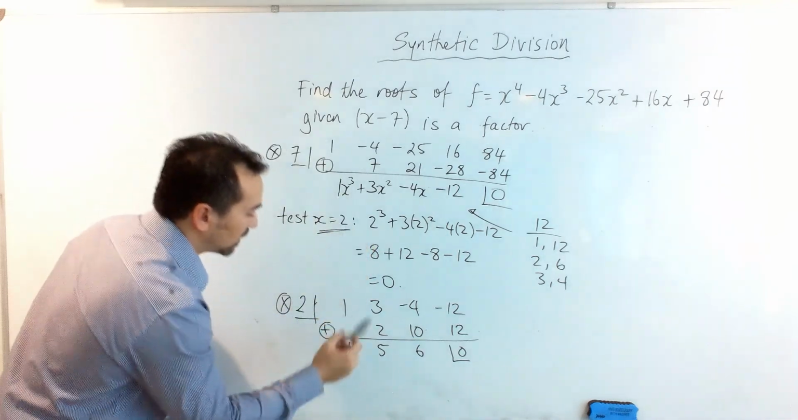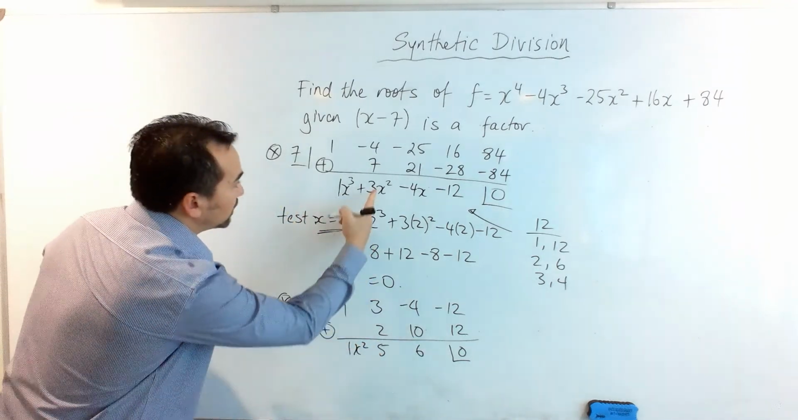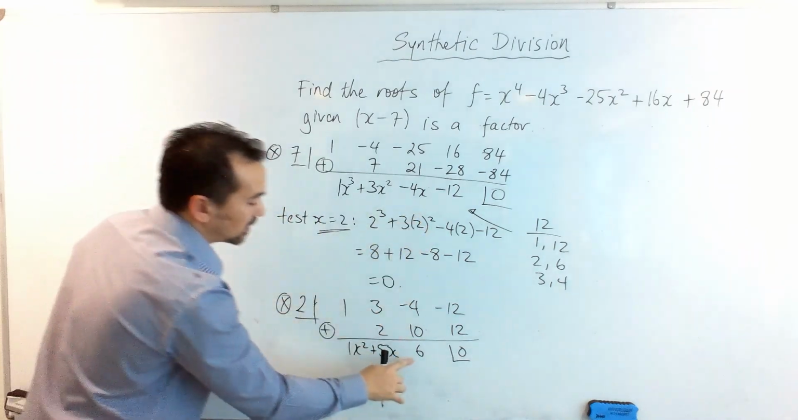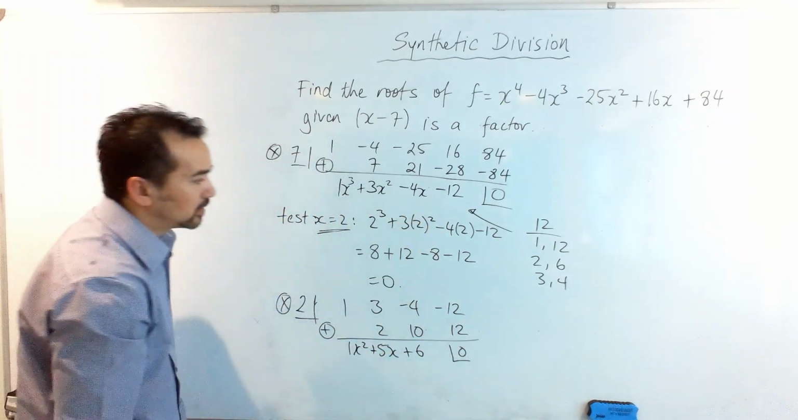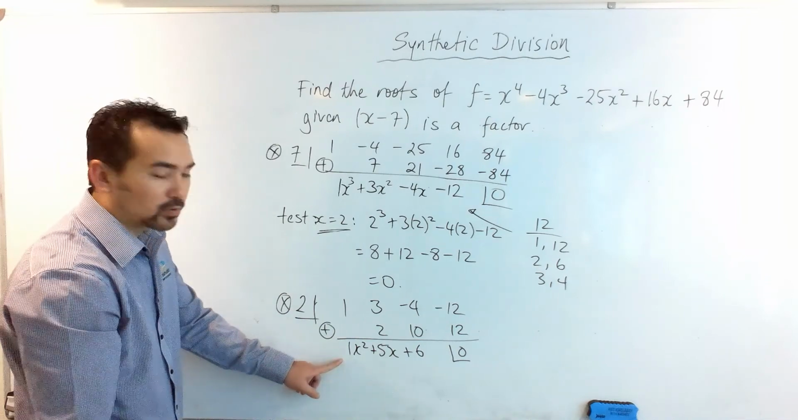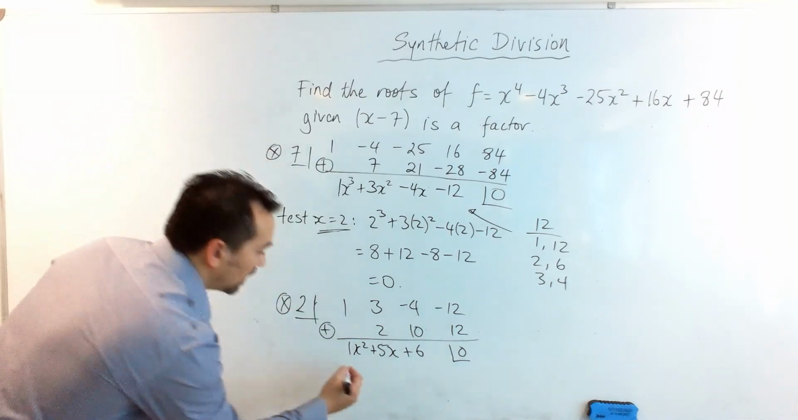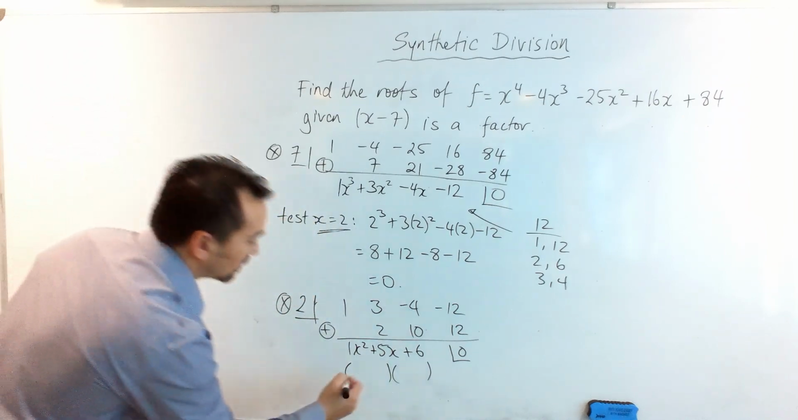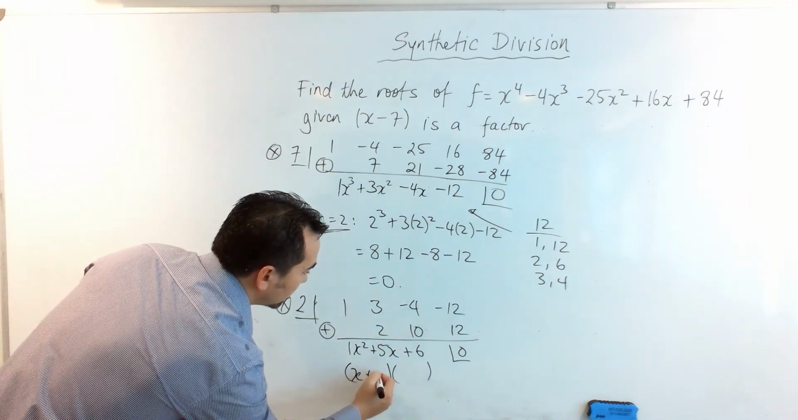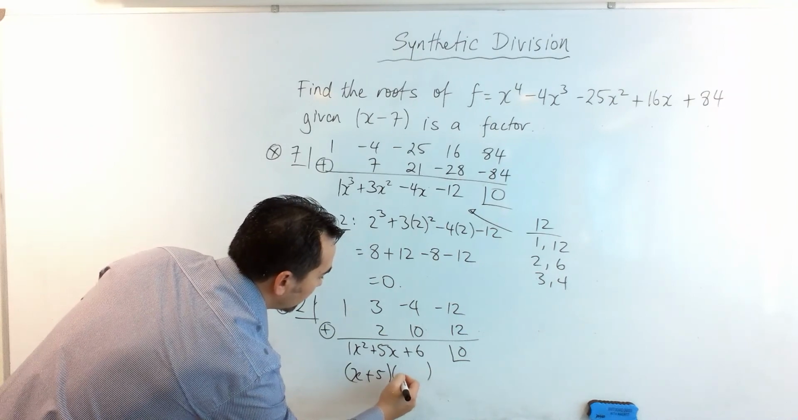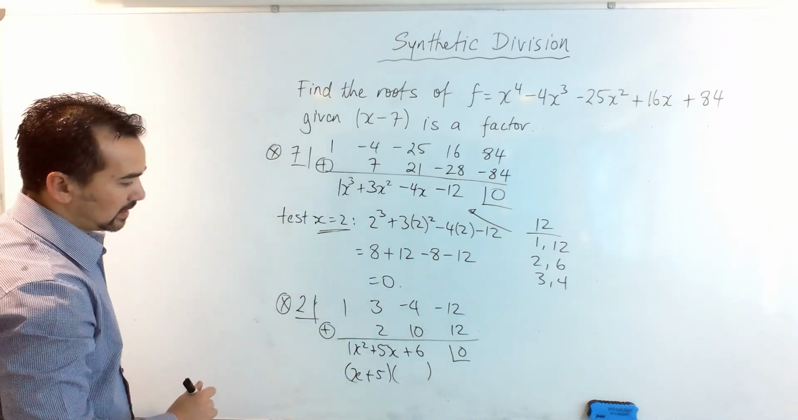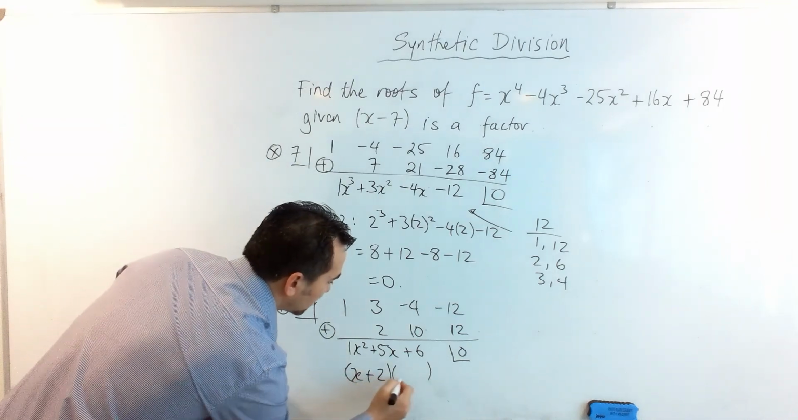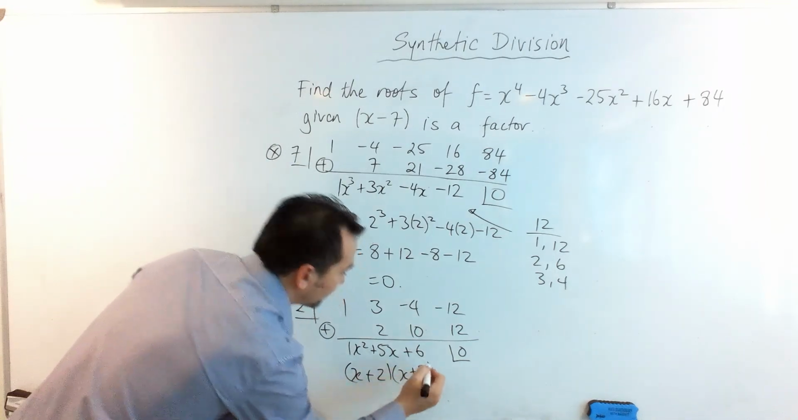A cubic becomes quadratic, x to the power 2 becomes x to the power 1, x to the power 1 becomes our constant, and we can now say that this quadratic is also factorizable. I'm not going to use synthetic division, I'm just going to go ahead and factorize it, and this is going to come out to be x plus 2 and x plus 3.